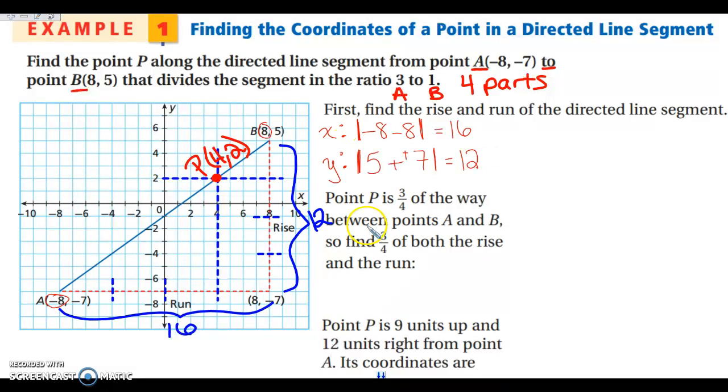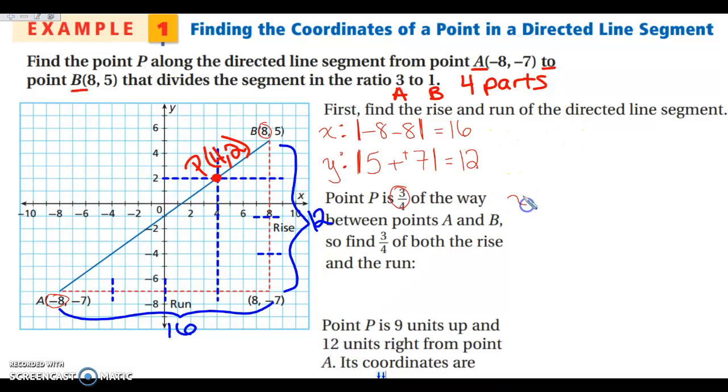The next thing that I want to point out is where this fraction right here comes from. They go P is 3/4 of the way. Well, if I look here, I'm going 3 out of the 4 total pieces. So that is 3/4 of this length. So what I want to do is figure out exactly how long this distance is. How far am I traveling from point A?